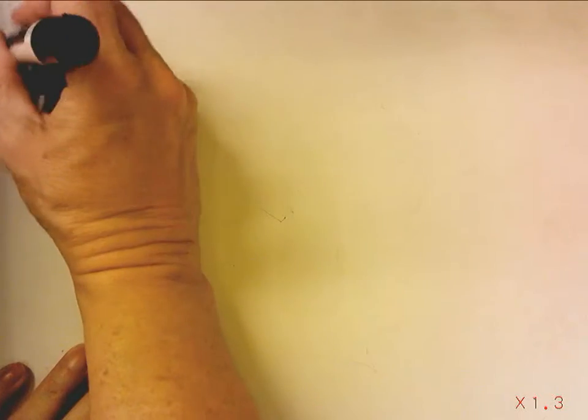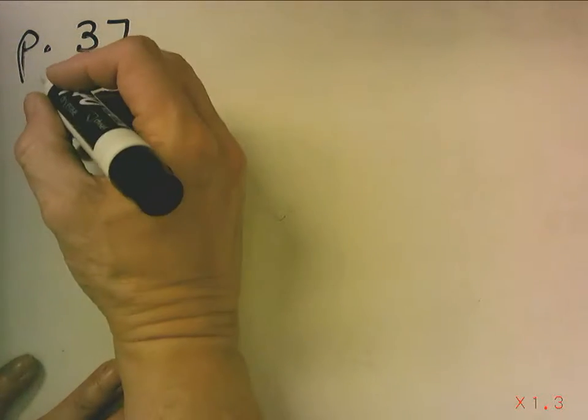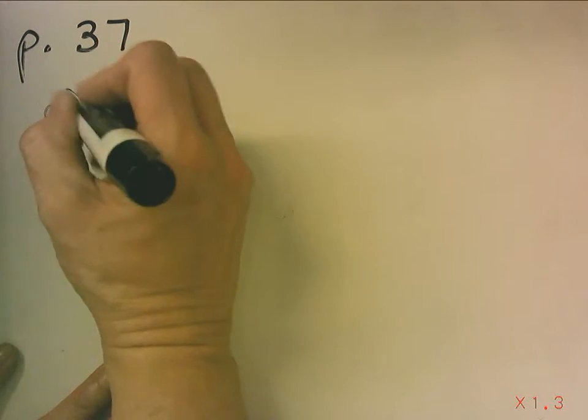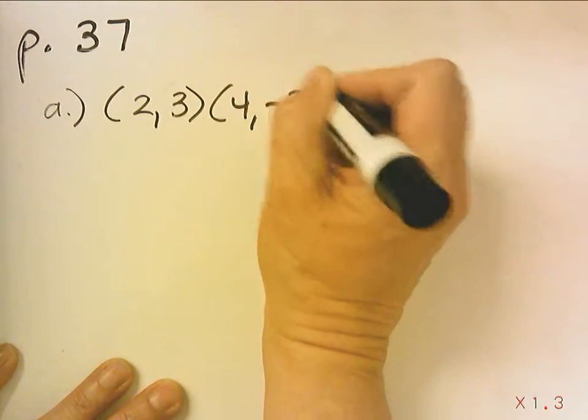Okay, so now we're going to go over a review for the Chapter 4 test. If you look at page 37 in your packets, you're definitely going to have to know how to find the slope. So, let's look at A. 2, 3, 4, negative 2.